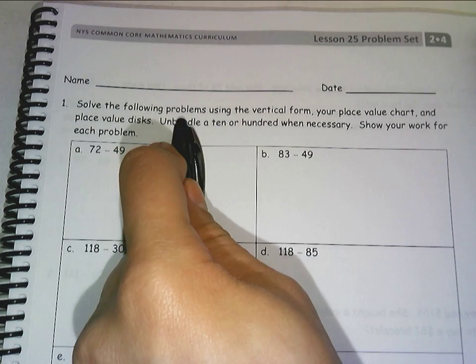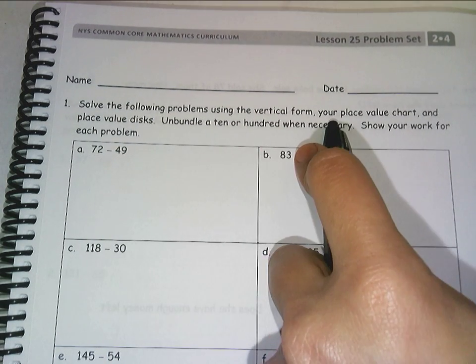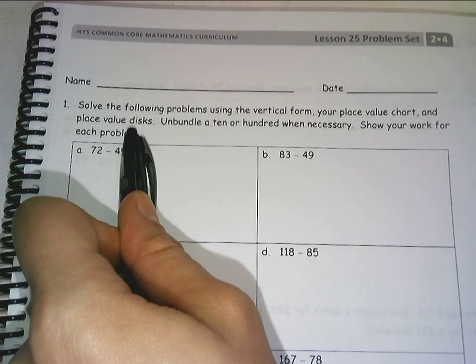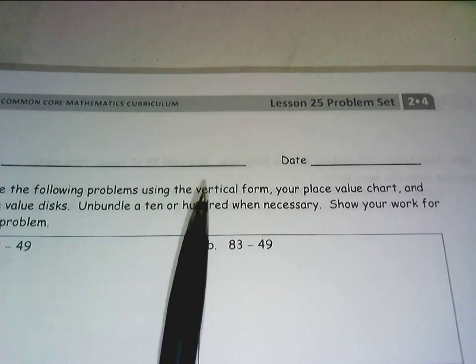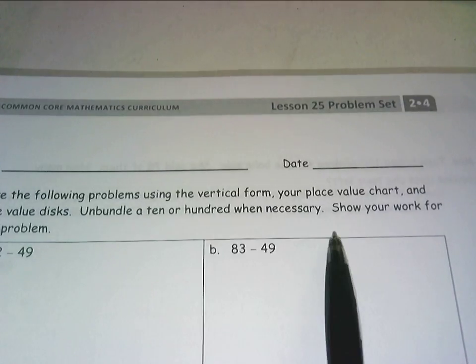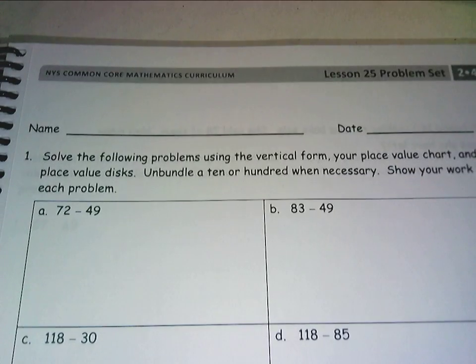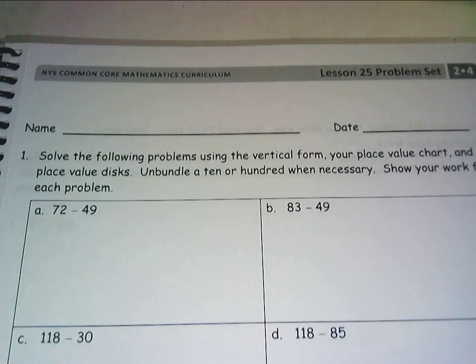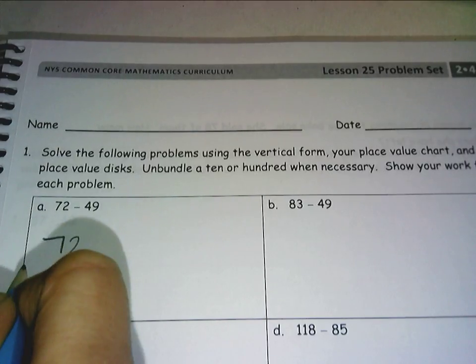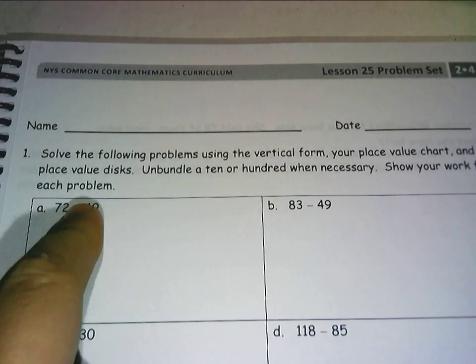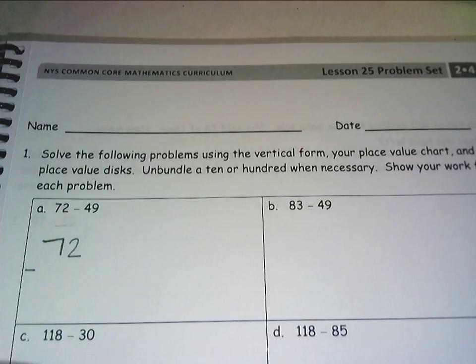So now on your problem set, you're on lesson 25 problem set. Solve the following problems using the vertical form, your place value chart, and place value discs. You can use chips today because they're a little bit quicker and more efficient. Unbundle a 10 or 100 when necessary. Show your work for each problem. So in the boxes, it's very small, so you're going to try to write as small as possible. Okay? I would definitely leave a little space before you subtract because you might be decomposing, so you want to leave some space for yourself to write.